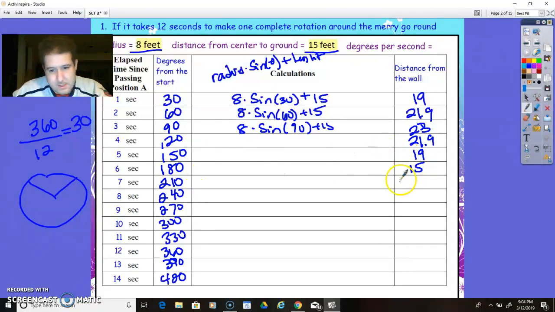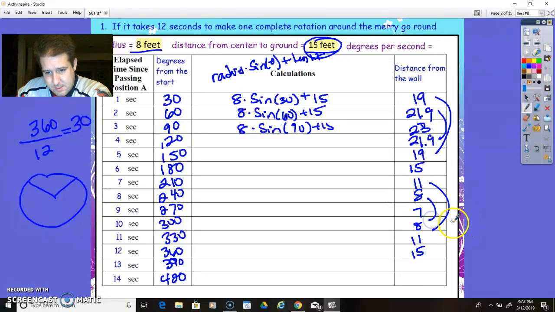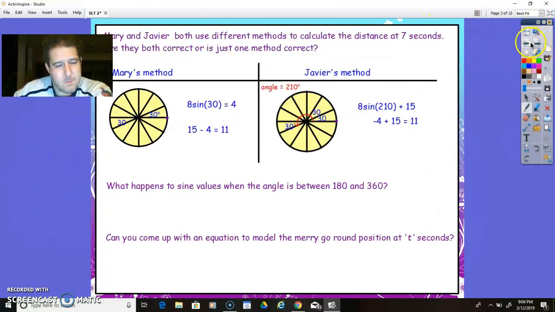And I'm going to keep going. So this is going to be 11 at 210 degrees, and then 8, and then 7, and then 8 again. Now, it's actually 8.07, but I'm just rounding, and then 11, and then 15. That makes sense because after a full circle, you're back where you started. So you're once again at the center height. You can see the patterns here. These two are the same, these two are the same, and these two are the same, and these two are the same. It's obviously going to be the same because you're on the same positions on the circle.